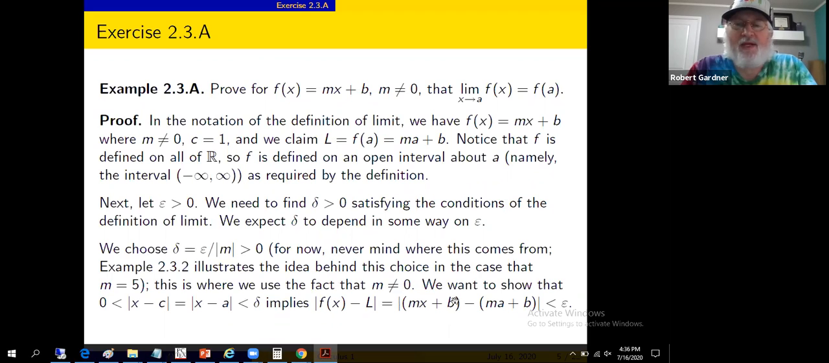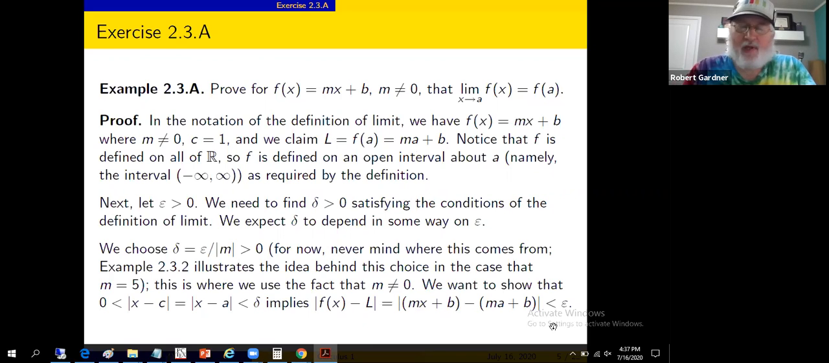Okay, then we need to show that 0 less than absolute value of x minus c, in this case, the limit value is a, so absolute value of x minus a, is less than delta. 0 less than that absolute value less than delta implies absolute value of f of x minus L is less than epsilon. f of x, well, that's what f of x is. It's mx plus b. The limit is allegedly f of a. f of a would be ma plus b. So here's f of x. Here's the rumored L. We need to show this implies that.